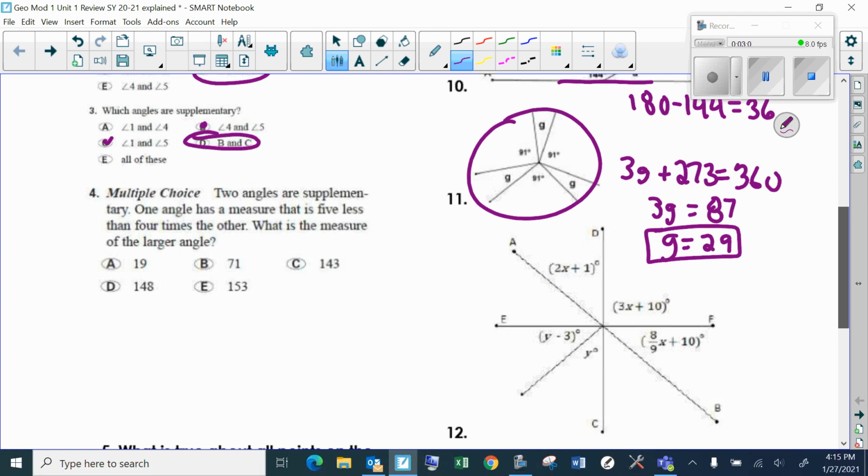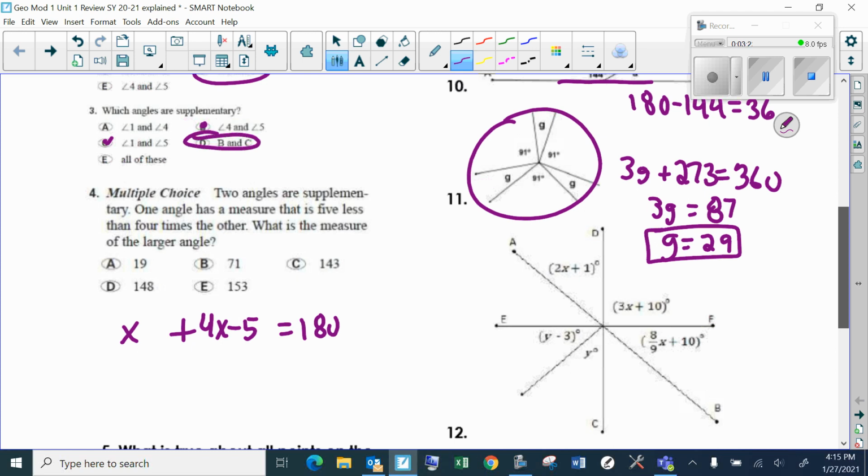All right, number 4, two angles are supplementary. That means they add to 180 degrees. It says one angle has a measure that's 5 less than 4 times the other. So if one is x, the other is 4x minus 5. You've been changing words into algebraic expressions for years now.